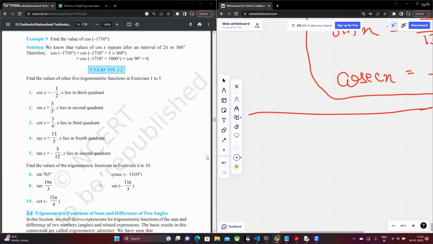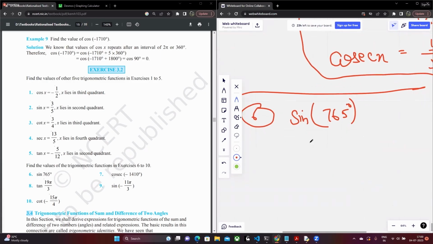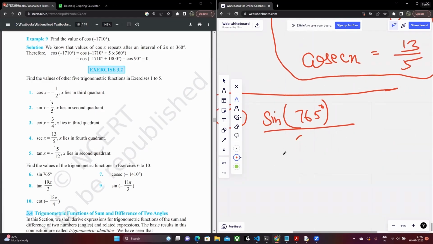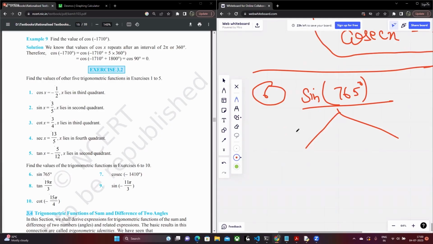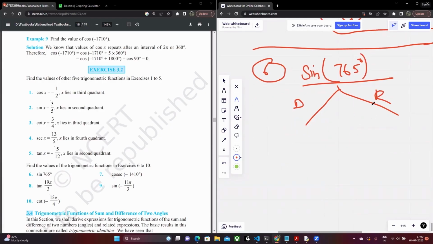Having said that, I'll move to question number 6. Find the values of the trigonometric functions in exercises 6 to 10. Sine of 765 degrees, right? Sine of 765 degrees. Two things. First of all, you can do this in 2 ways, all right? You can basically keep the angle in degrees itself or convert them to radians and then do it. And both ways are going to yield you the same answer finally. And both ways are going to be the exact same thing in whatever you proceed with. But here you'll just have an extra conversion to degrees radians.